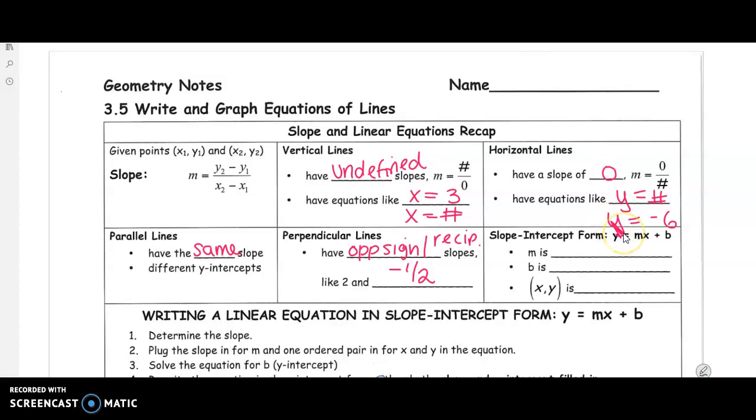In this section here, slope-intercept form. I'm just making notes right now. Slope-intercept form, y equals mx plus b. M is our slope. This is new, so make sure you're writing this down. And b is our y-intercept, where it crosses the y-axis, at (0, b). And (x, y) is any point on that line.